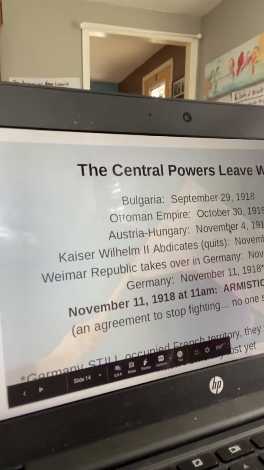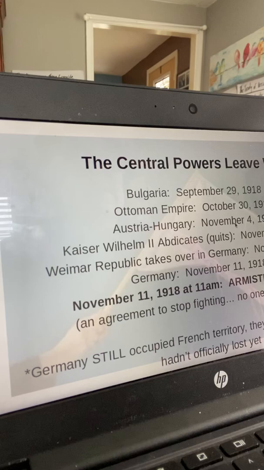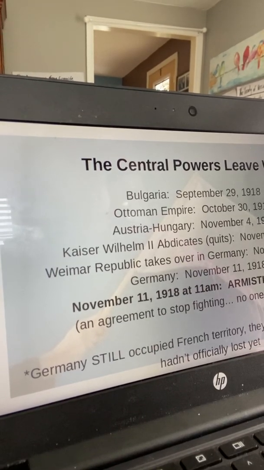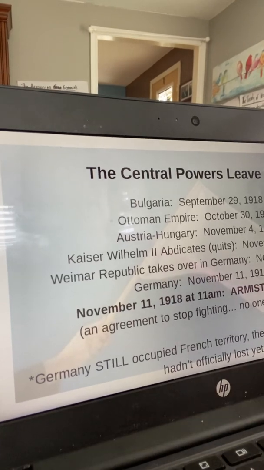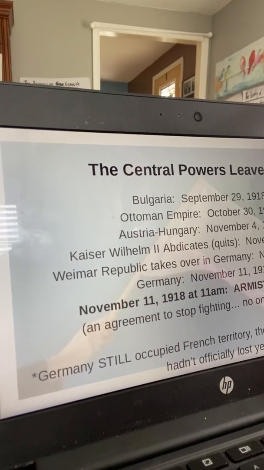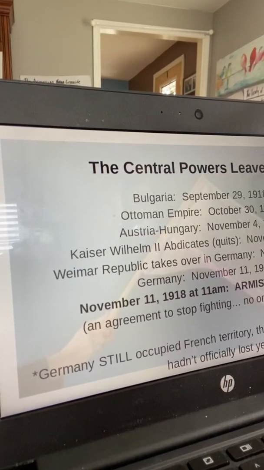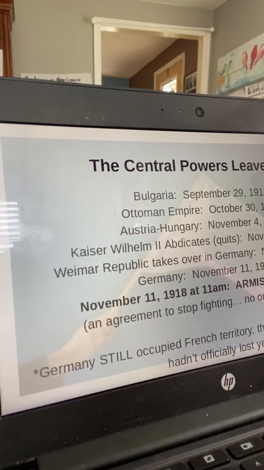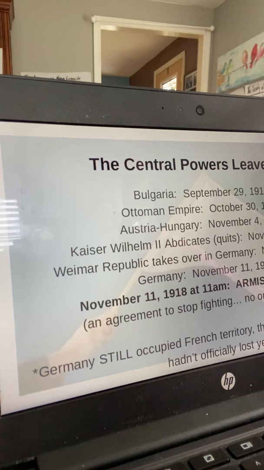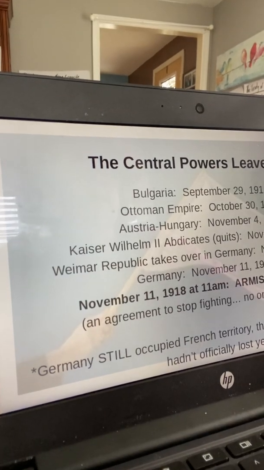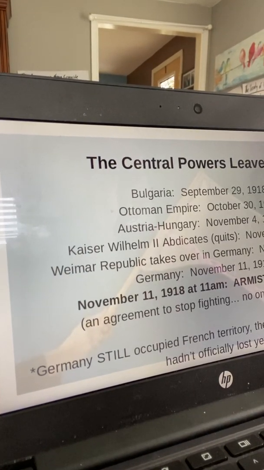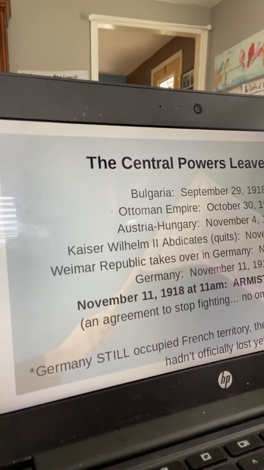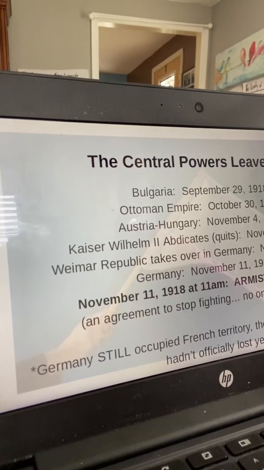So with the U.S. in the war, the Central Powers started to feel the foot on their neck. They started to drop out of the war. Bulgaria dropped out in September of 1918, followed by the Ottoman Empire in October. Really right on their heels was Austria-Hungary in early November. The king of Germany abdicates. That means he quits being the king and then he runs away. They don't really know where he went. They think he was in Denmark somewhere hiding out.